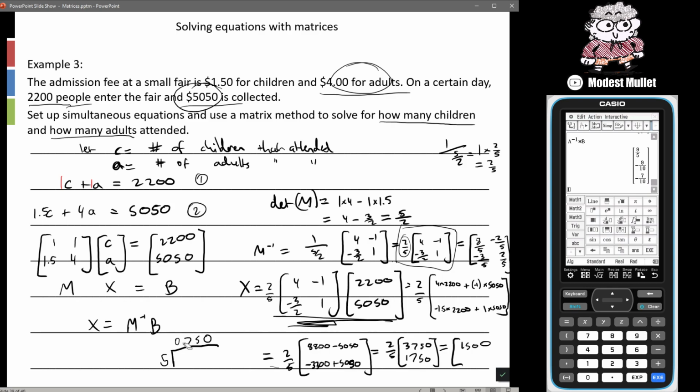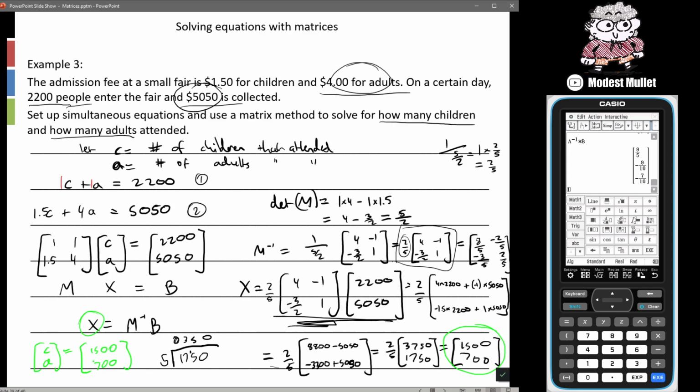And then a fifth of 1750, 5 into 1 you can't do, 5 into 17 you can fit 3 with 2 left over. 5 into 25 is 5 and 0, so you get 350 times by 2 is 700. So there's our final matrix. A lot involved in this, which is equal to x. So we have C, A is equal to 1500 and 700. So the number of children that attended was 1500 and the number of adults that attended was 700.